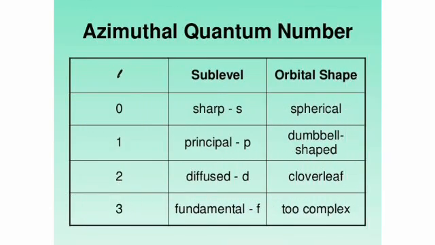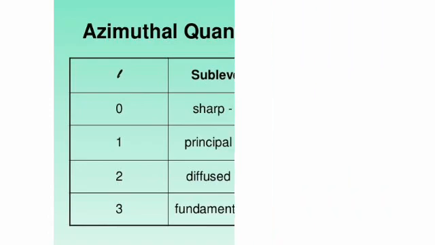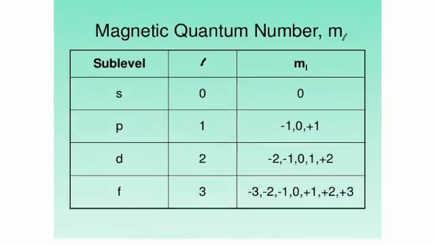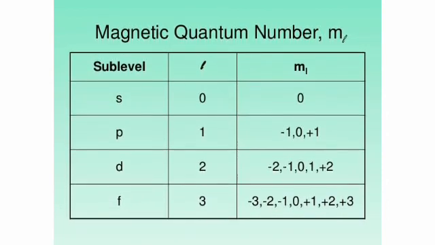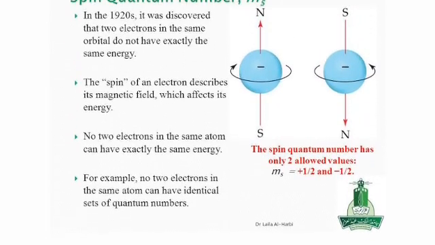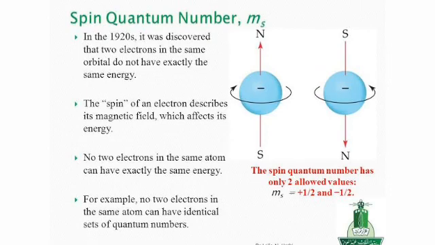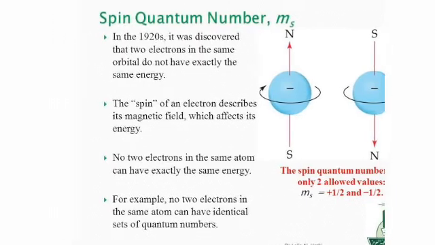Second, azimuthal quantum number. Its symbol is l. It denotes which orbital it occupies and what its shape is. Third, magnetic quantum number. Its symbol is m. It denotes how this orbital is oriented in space. Next, spin quantum number. Its symbol is s. It denotes what kind of spin the electron has.